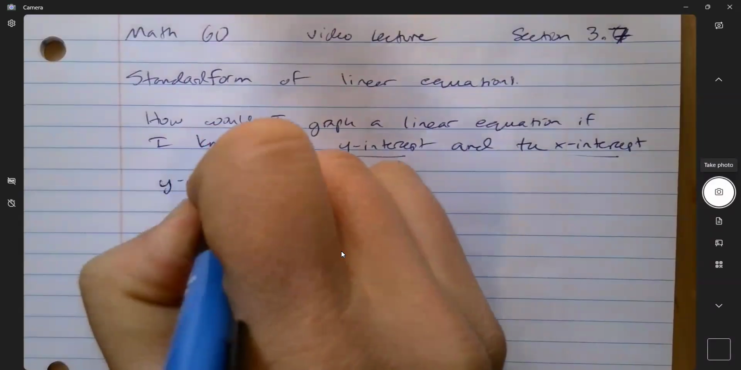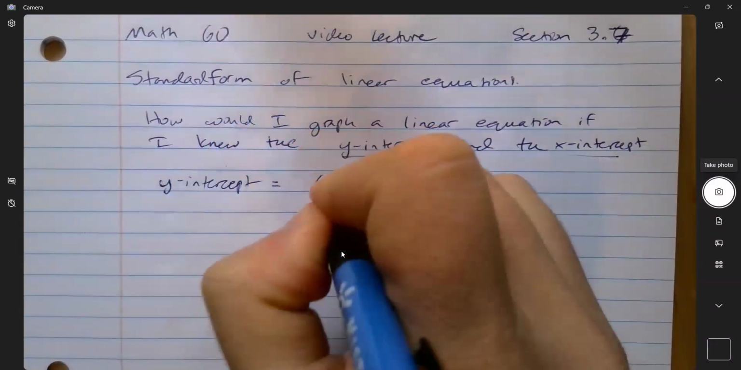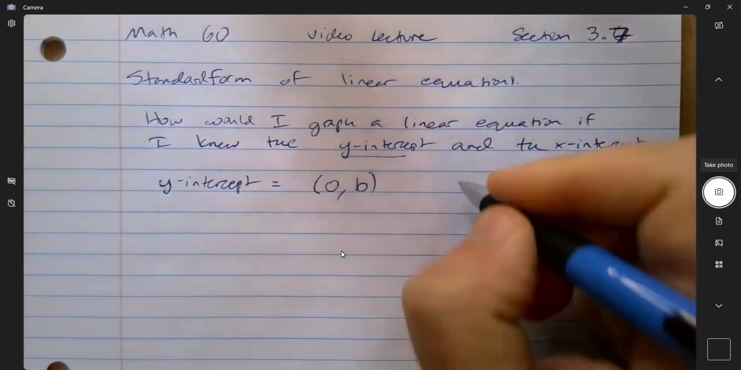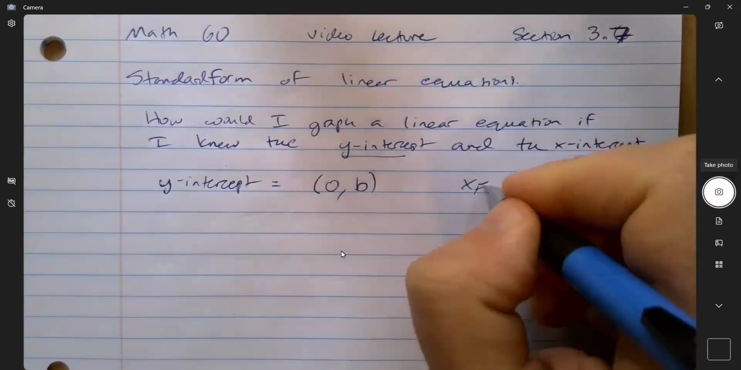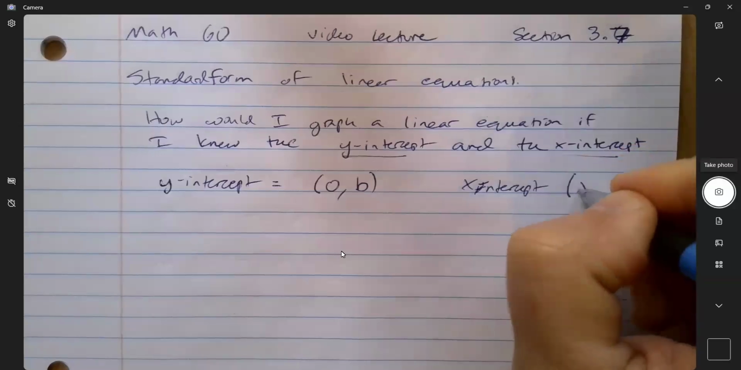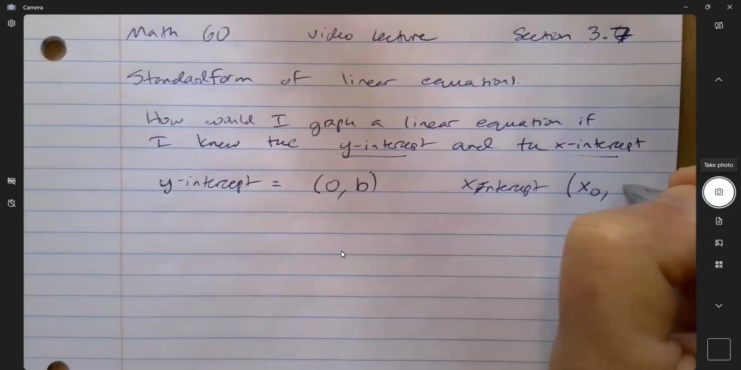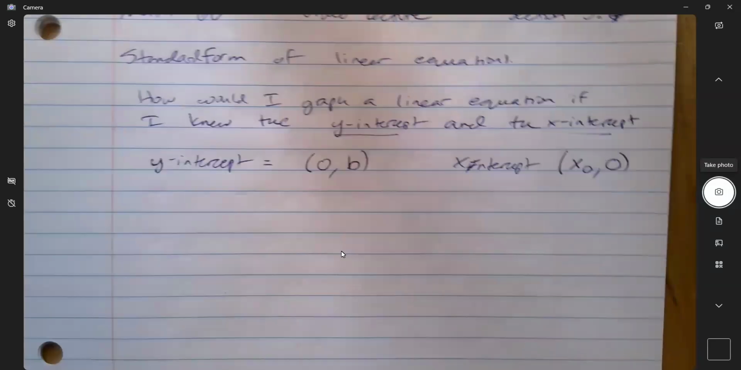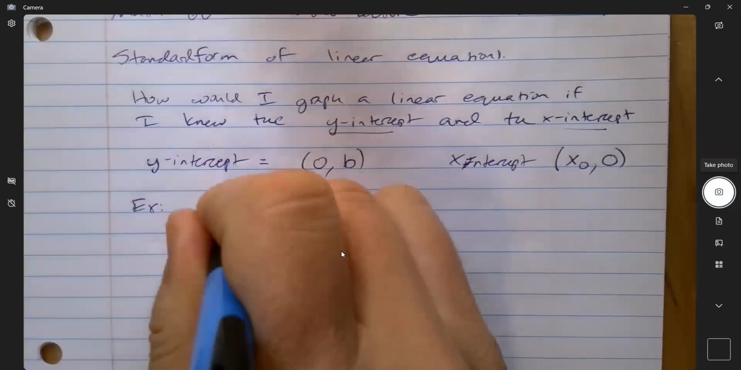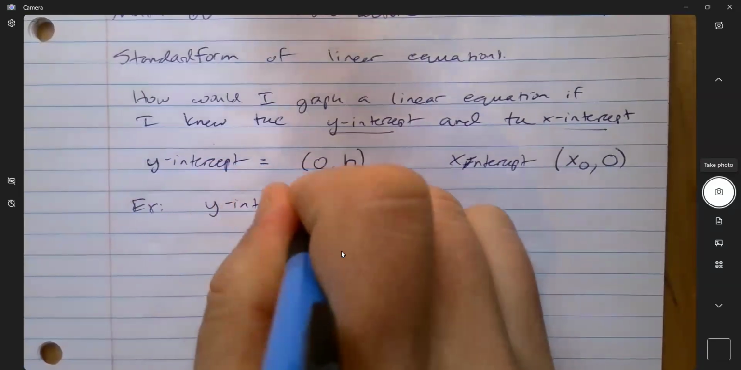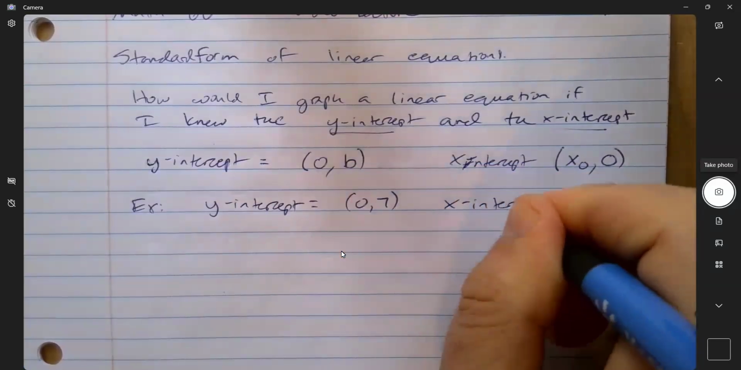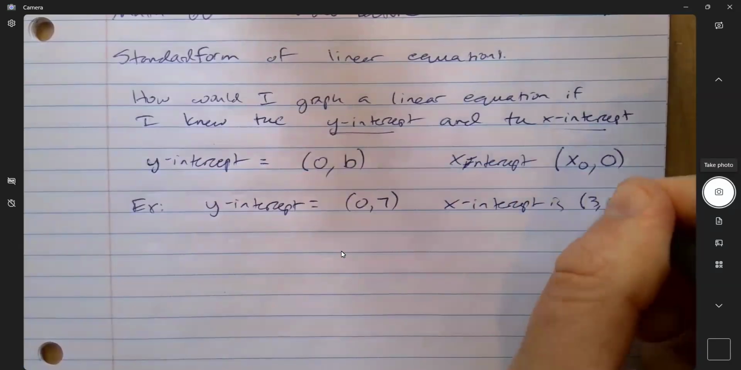The y-intercept is the y value when x is 0. And the x-intercept is the value you get for x when the y is 0. So let me give you an example. Let's say the y-intercept is (0, 7), and the x-intercept is (3, 0).